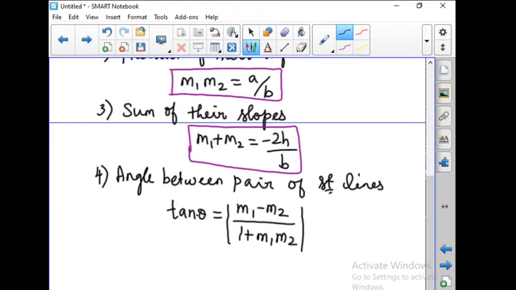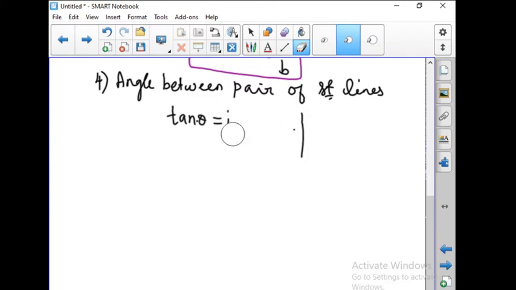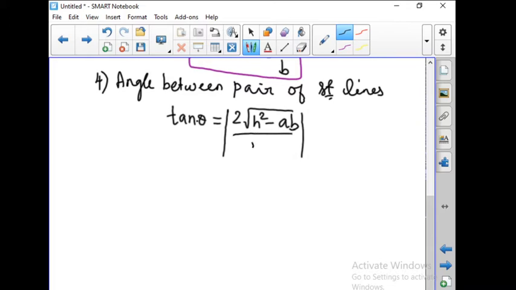We have studied this when two slopes are known. So what are we going to do now? We are going to substitute in terms of a, h, b. Okay, we know that the sum of the slopes is equal to minus 2h by b and the product of the slopes is a by b. So if we use that and write it here, what you will get is 2 into root of h square minus ab divided by a plus b.